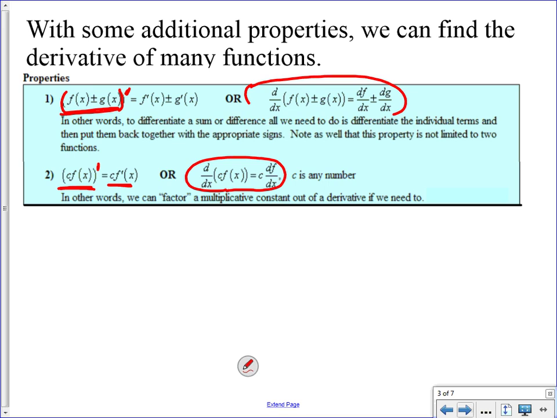But the main takeaway is we can factor a multiplicative constant out of a derivative if we need to. So if you're multiplying a constant times the function, you can just put that out in front and multiply it times your derivative. So let me show you some examples here.